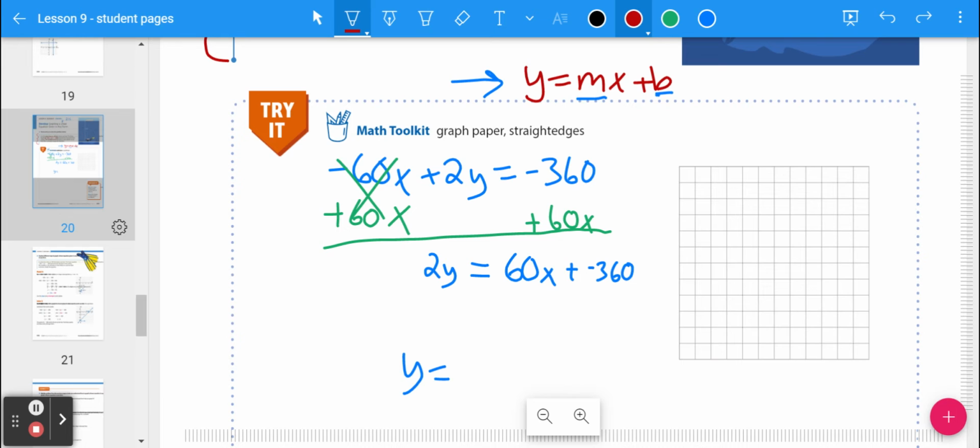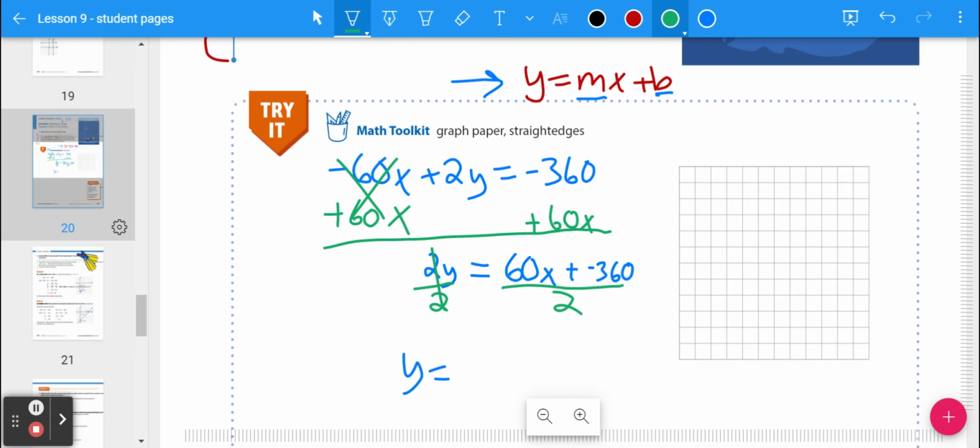Well, let's get rid of it. How would we get rid of a number in front of a variable? We would divide by that number. So divide this by 2. What I have to do to the other side is divide the whole side by 2, which means I have to divide both parts by 2. So now y is by itself.